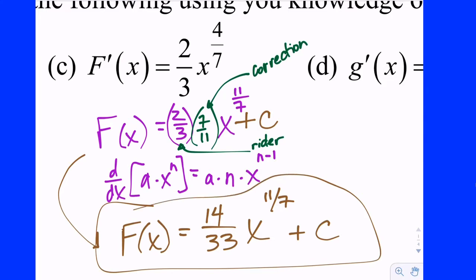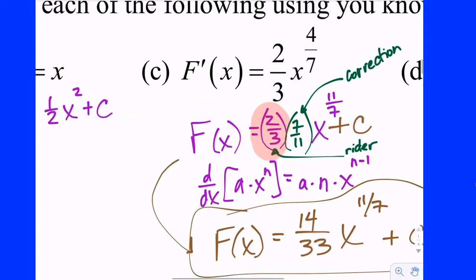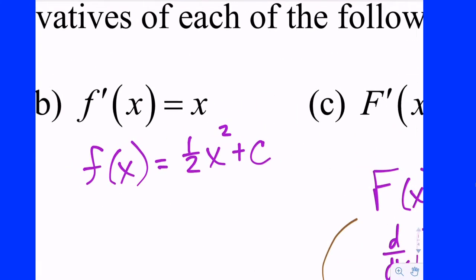And we have now made a systematic process out of finding the antiderivative, rather than just saying, oh, 2/3 x to the 4/7 of, I don't know. Whatever's there in the beginning, the 2/3 stays put, and we put the reciprocal of that new exponent in front. So we added and divided. Let's see if it works. Working backwards now, just to see.